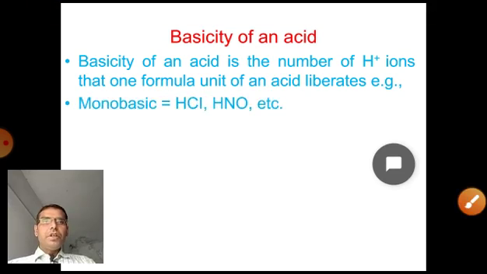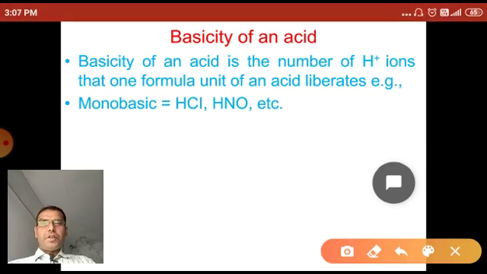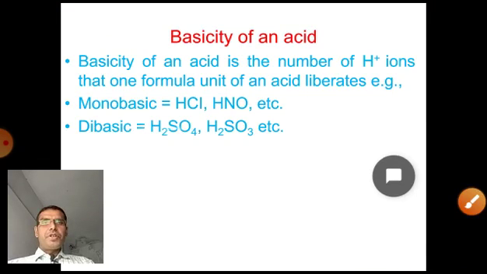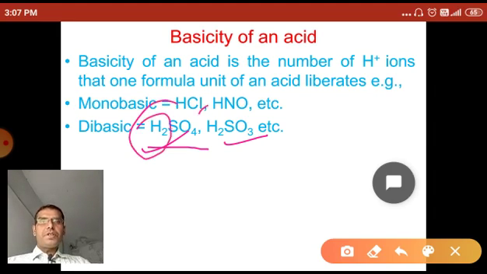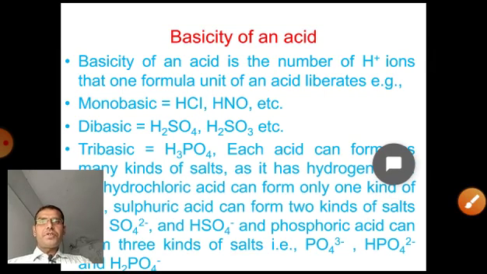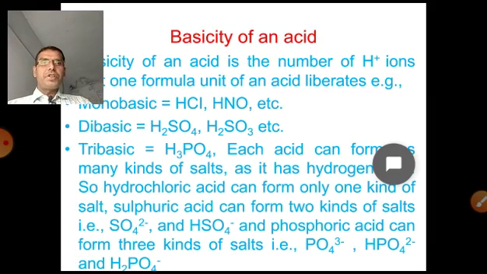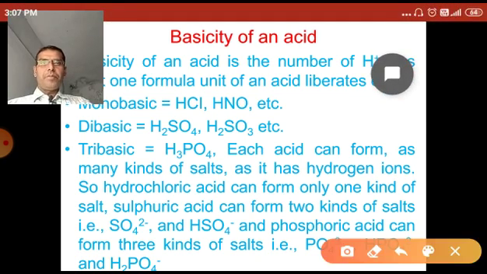So there are many types of acids on the basis of basicity. Monobasic acid liberates only one H+ ion, as for example HCl, HNO3. Dibasic acid liberates 2 H+ ions from one formula unit of the acid, for example H2SO4 and H2SO3. Tribasic acids are those which liberate 3 H+ ions from one formula unit. For example, H3PO4 liberates 3 H+ ions.